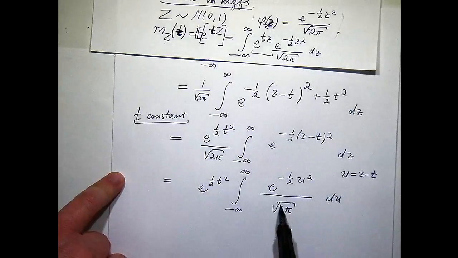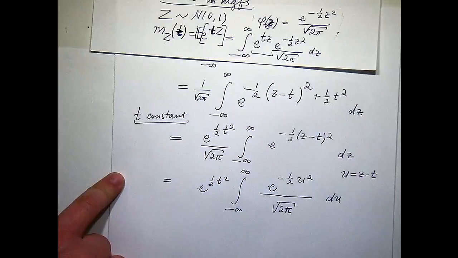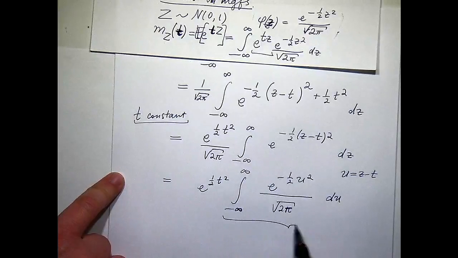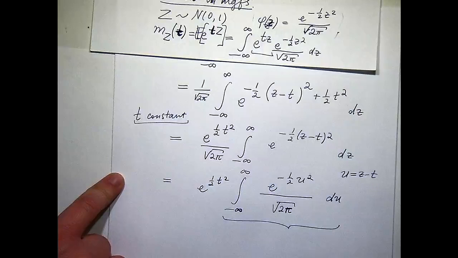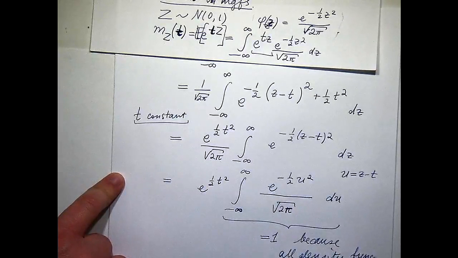Does this ring a bell? Is it clear why I brought the 1 over root 2 pi back inside the integral? If anyone thinks it does ring a bell, can you tell me what this is? It's just 1, yes, and that's because I am integrating a density function, specifically little phi. This is equal to 1 because all density functions integrate to 1. That's part of the definition of a density function.